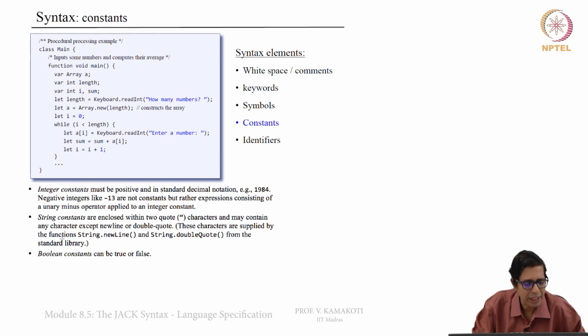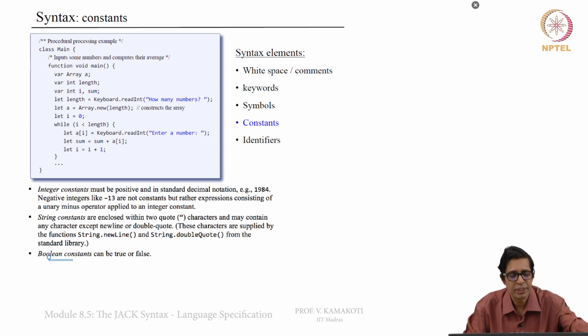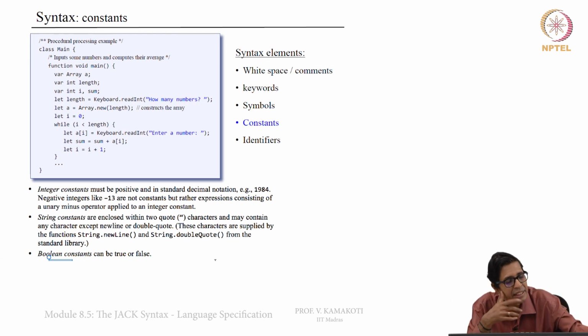These characters are supplied by the functions String dot newLine and String dot doubleQuote from the standard library, right. So, if you want a new line in a string, then you put String dot newLine, and if you want a double quote, String dot doubleQuote. Okay. Boolean constants can be true or false, small true or small false, and the null constant signifies a null reference. Okay. So, these are all the 4 types of constants. Please note, a constant is always a positive constant, a negative constant is an expression.